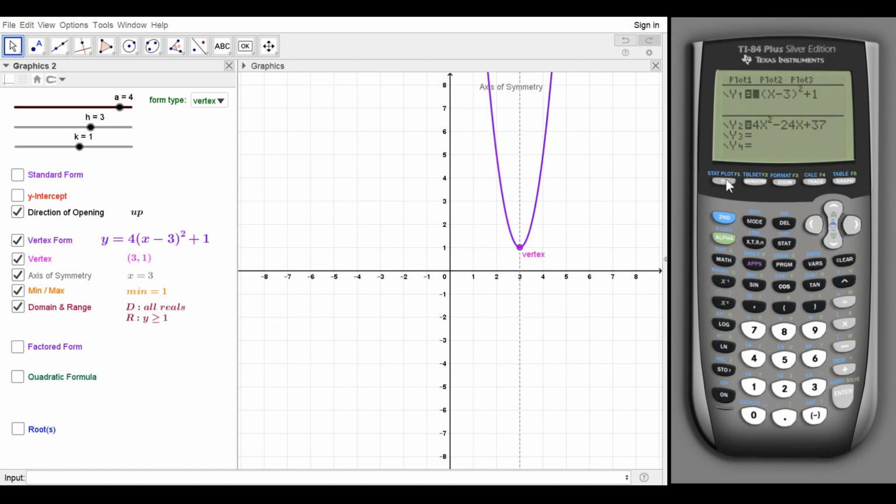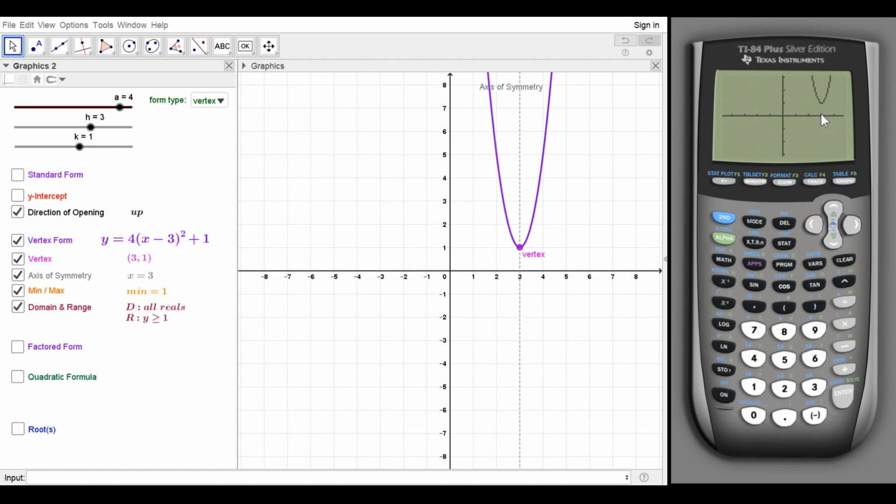So ahead of time, I graphed y equals 4 times (x minus 3) quantity squared plus 1. Now I'm going to turn off the standard form because let's pretend I don't know what that is yet. And I'm going to have done a ZDecimal, so I'm just going to go ahead and hit graph. And you will see that it looks like that. That's pretty much the same parabola that's over here. But what I really want to do is get the coordinates, and it's not as easy.